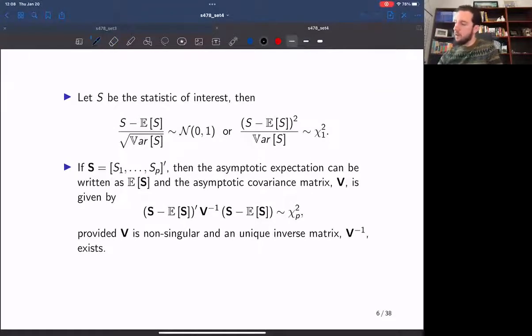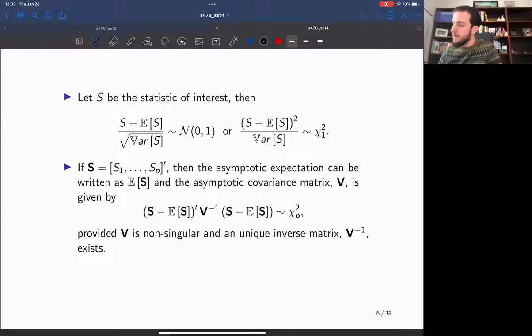Okay, so a reminder of a few basic results. For example, if S is the statistic of interest and you standardize S, you get a standard normal distribution. That's assuming the variance of S is known. If you square a standard normal, you get a chi-square on 1 degree of freedom. Okay, so these are some basic results from Stat 266, I would imagine, just showing the distribution of a standardized random variable and the square of a standardized random variable.